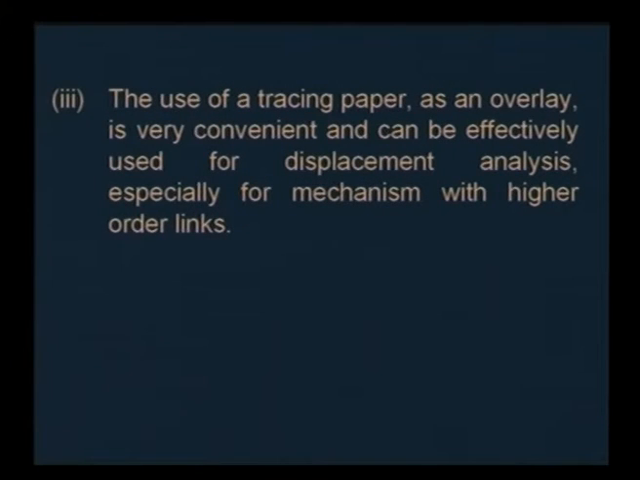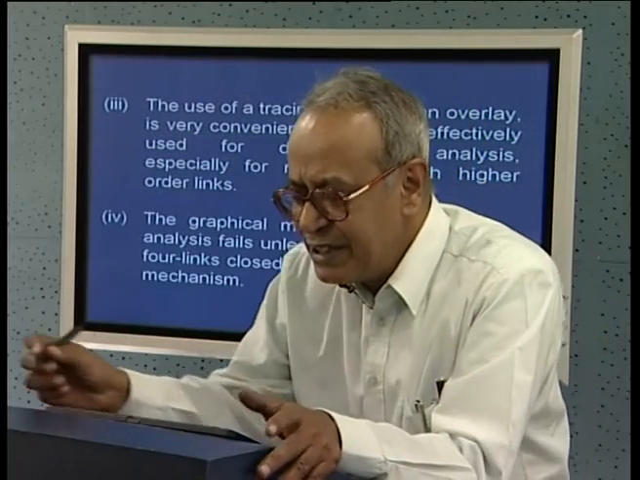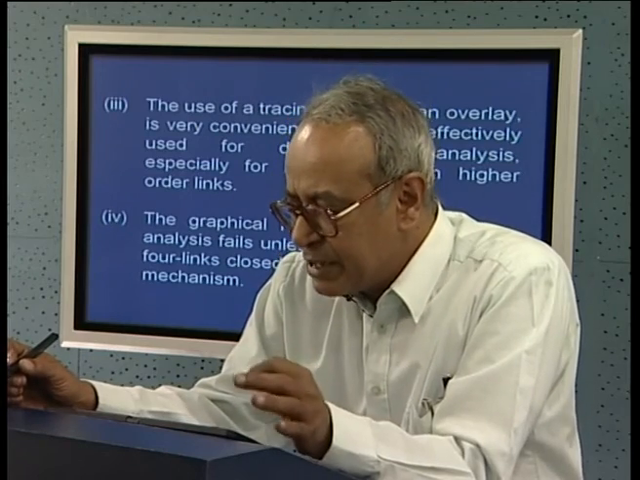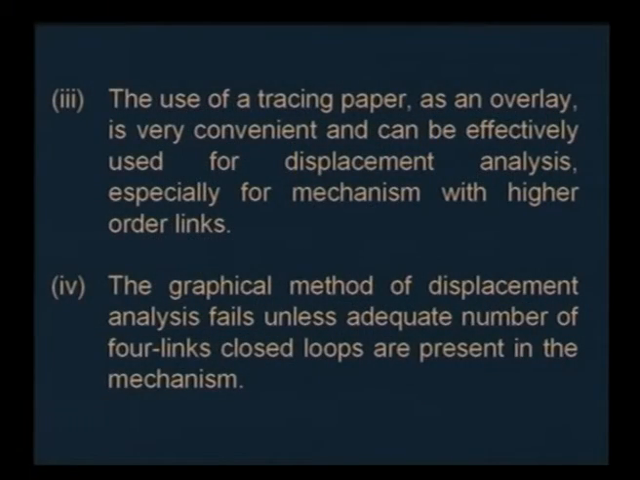The third point is, sometimes we may use a tracing paper as an overlay, and we will see that this will be very convenient, especially if there are higher order links present in any particular mechanism. And lastly, we must know that the graphical method of displacement analysis cannot be used unless there are an adequate number of 4 link closed loops in that particular mechanism. Unless we have an adequate number of 4 link closed loops, the graphical method of displacement analysis cannot proceed.